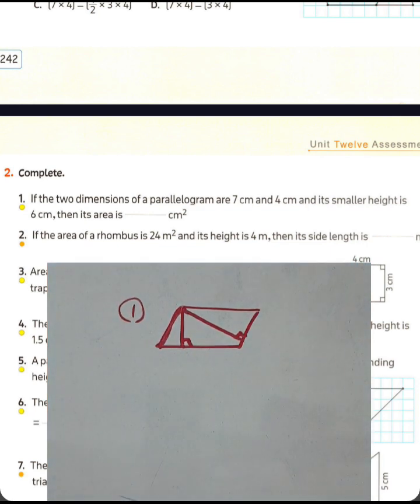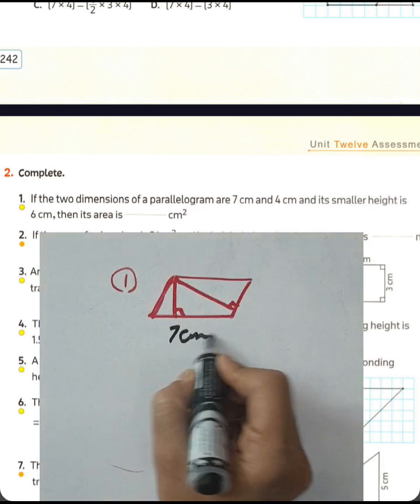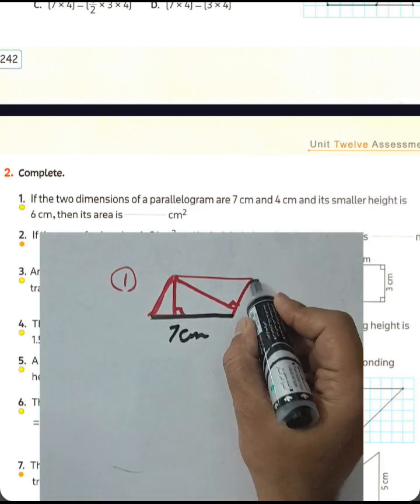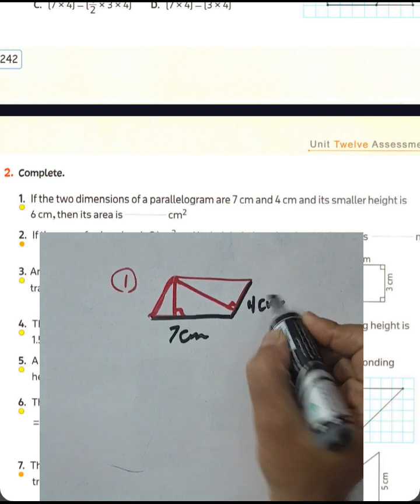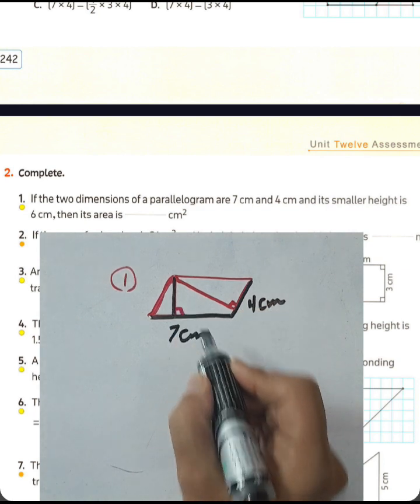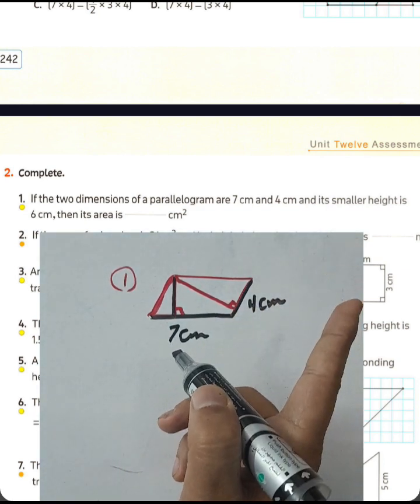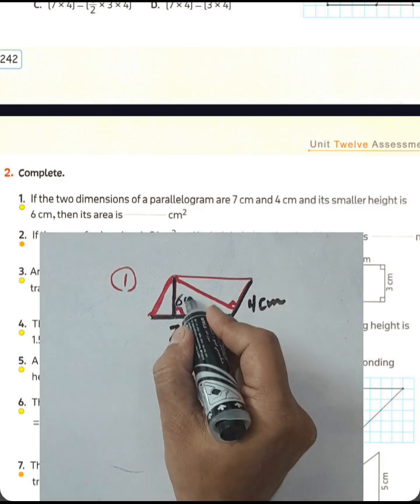Okay, he gave us in the example two bases, 7 and 4. Then the greatest base will be 7 centimeter here, and the smallest will be 4 centimeter. And he gave us the smaller height corresponding to the greatest base. The smallest height was 6 centimeter.